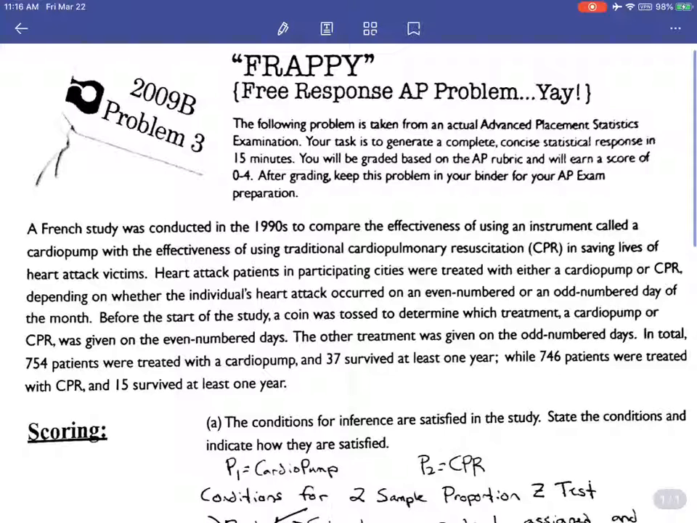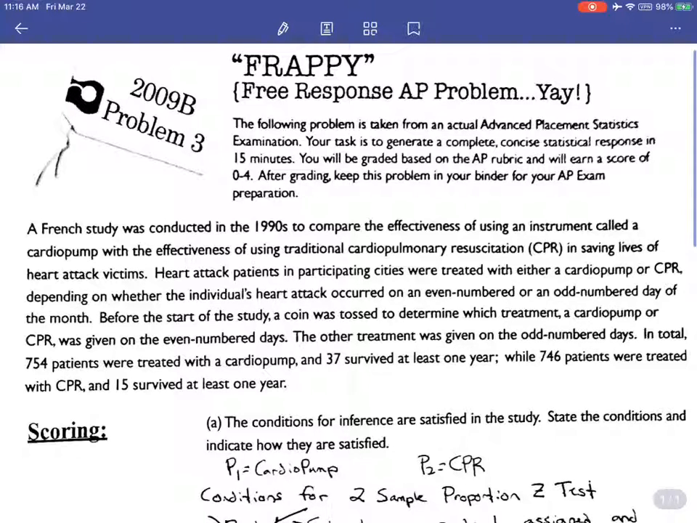A French study was conducted in the 1990s to compare the effectiveness of using an instrument called a cardiopump with the effectiveness of using traditional cardiopulmonary resuscitation (CPR) in saving lives of heart attack victims. Heart attack patients in participating cities were treated with either a cardiopump or CPR, depending on whether the individual's heart attack occurred on an even-numbered or an odd-numbered day of the month.